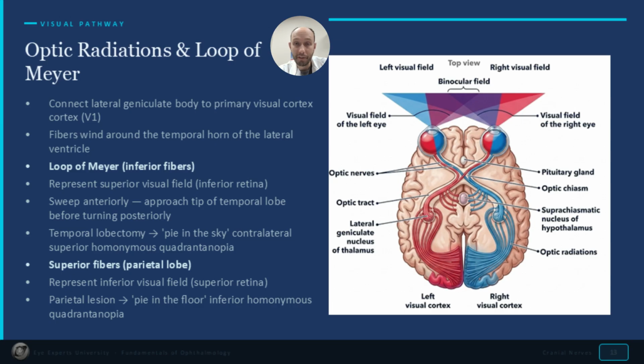The optic radiation represents a large structure that connects the lateral geniculate nucleus on each side to the occipital cortex. This structure is so large, it runs through two different parts of the brain. So the inferior fibers run through the temporal cortex, and they're called the loop of Meyer. Meyer for medial cortex. Those represent the superior visual field, and a defect there will cause a pie in the sky visual field defect. Versus the superior fibers run through the parietal lobe, and those represent the inferior visual field, aka pie on the floor.